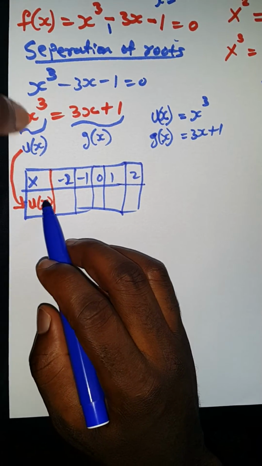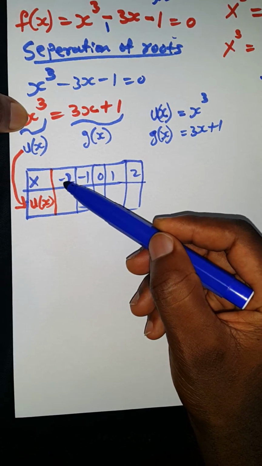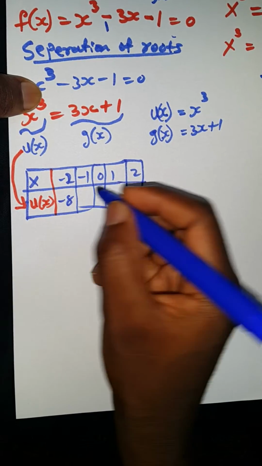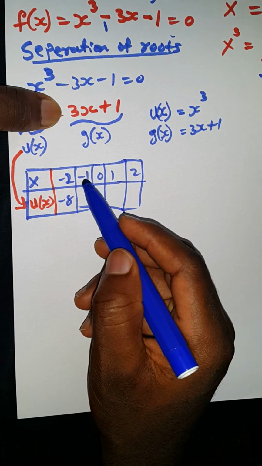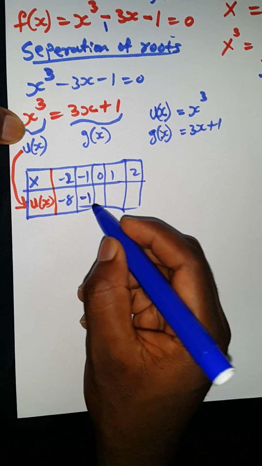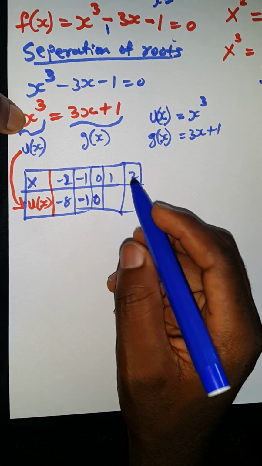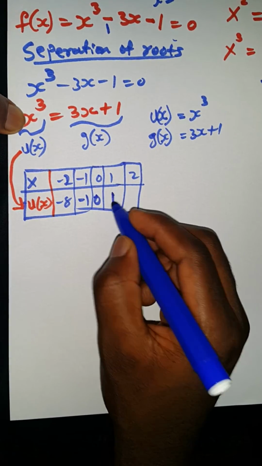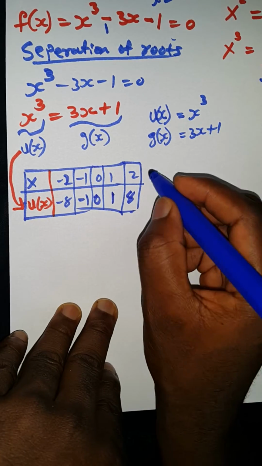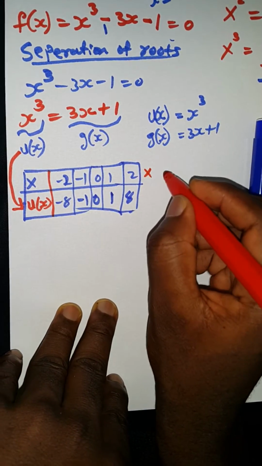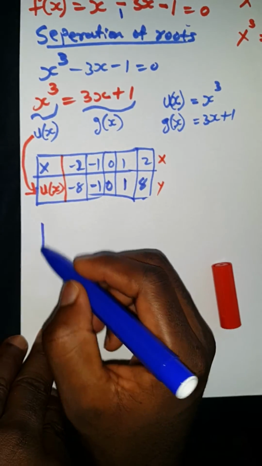Now, here we have x cubed. We know that when x is minus 2, x cubed will be minus 8. When x is minus 1, we will have minus 1. Here is 0. When x is 1, 1 raised to power 3 is 1. 2 raised to power 3 is 8. Now we have our values. We call this our x values, and this is our y value. Now do the same thing on this by drawing the table.